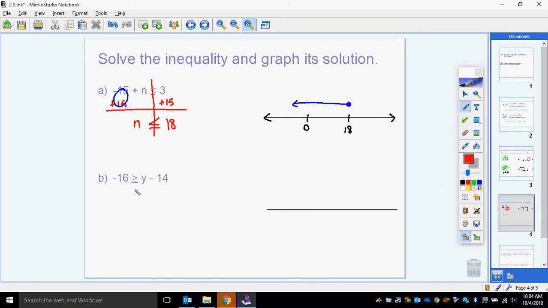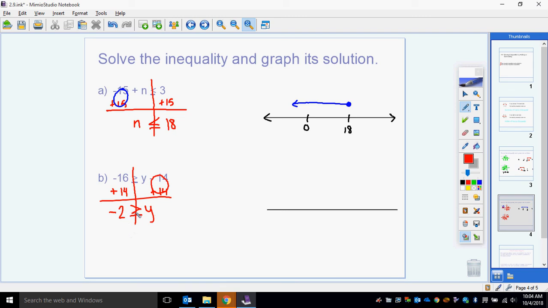Let's look at the last one. If you think you got it, go ahead, pause the video, and work on part B. All right. The -14 is bothering y, so we're going to add 14 in order to zero those out. Drop down the y, drop down my inequality symbol, make sure it's facing the correct direction. Different signs, I'm going to subtract the numbers and keep the sign of the higher number, which is the negative on the 16. So y is less than or equal to -2.